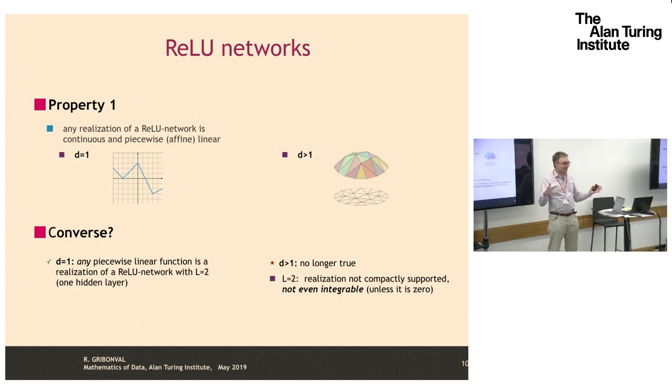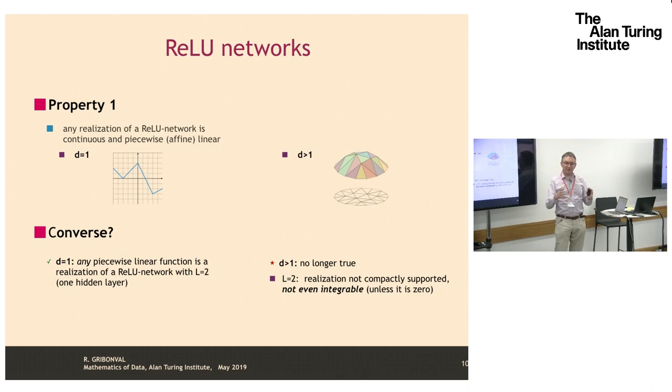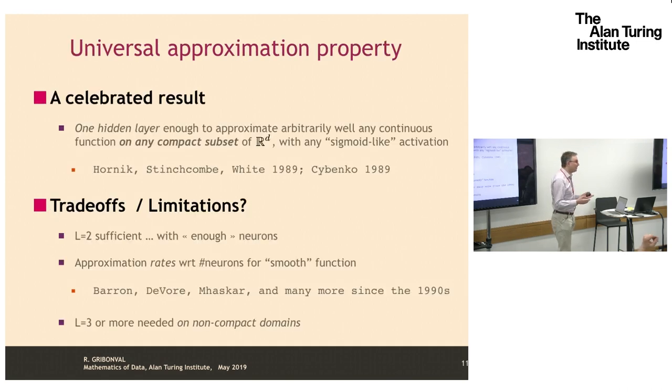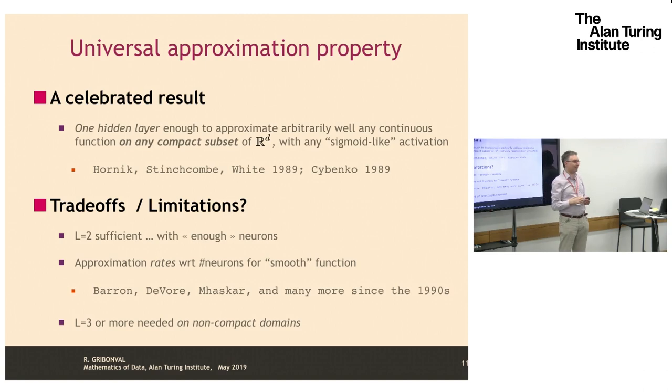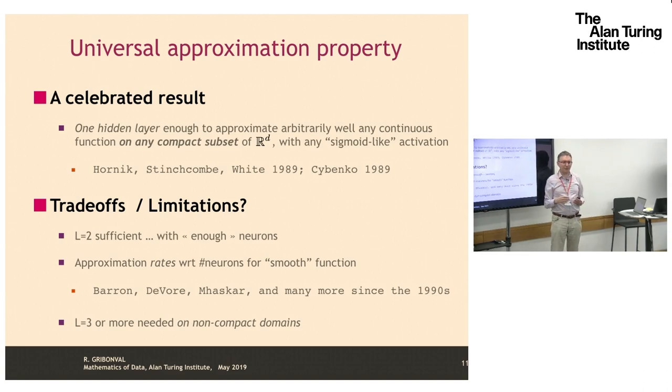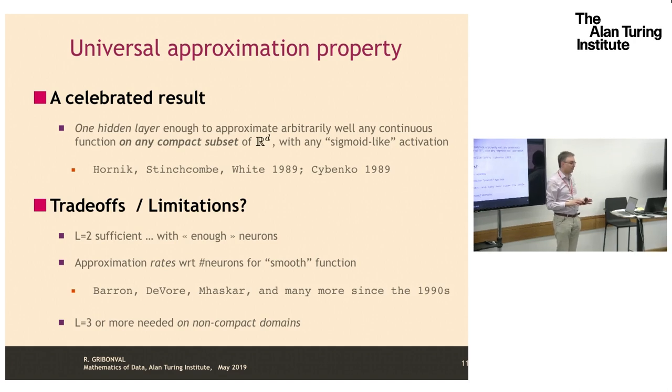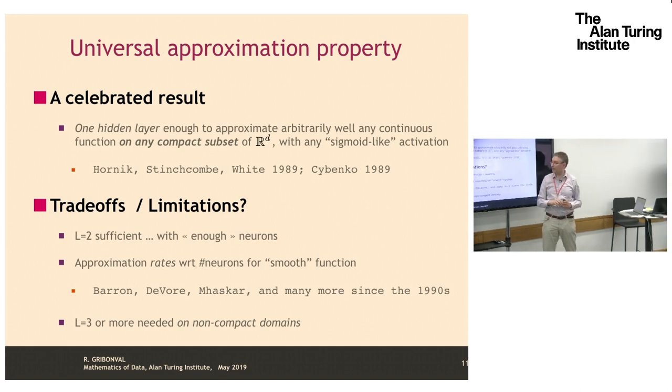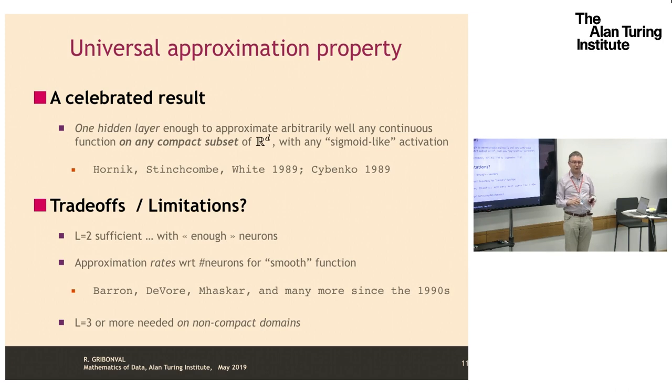Now, as you can see, there's something on whether you consider a compact domain or not. And in fact, on compact domains, there's a very well-known result, the universal approximation theorem. On any compact subset, if you use enough neurons, you can approximate any continuous function as well as you want, to arbitrary precision. And the only assumption you need is essentially that your activation function is not a polynomial.